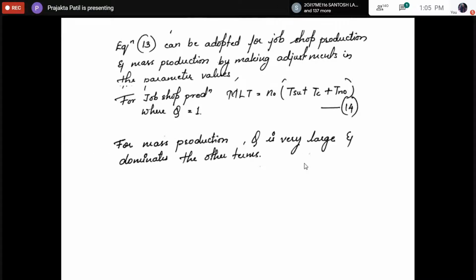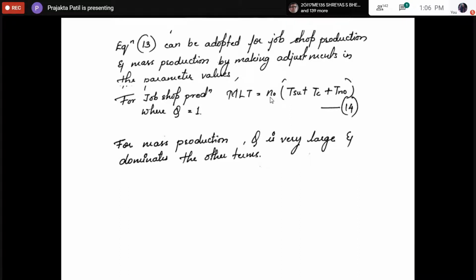Considering mass production, Q is going to be very large and it also dominates the other terms. In mass production, we have two types, the quantity type and the flow line type. The quantity type of mass production is one single machine, one single piece of equipment on which all the products are going to get processed. Therefore, if you consider the MLT for mass production of the quantity type, the value of N naught here is going to be 1, because on one single setup all the products are manufactured.